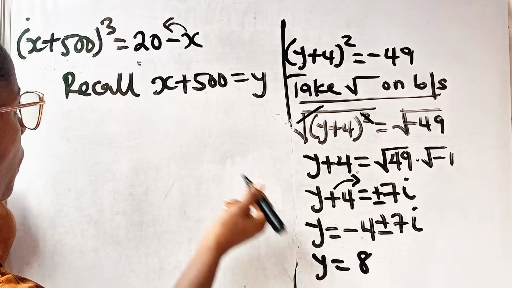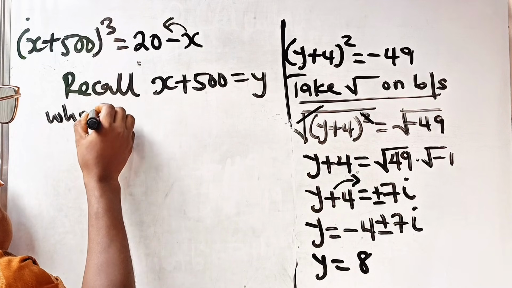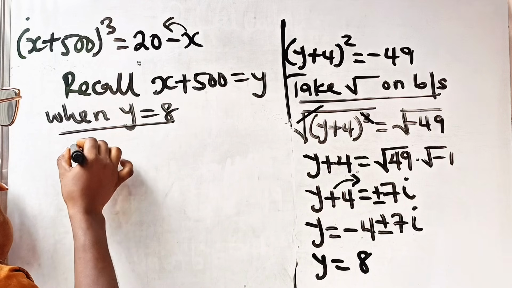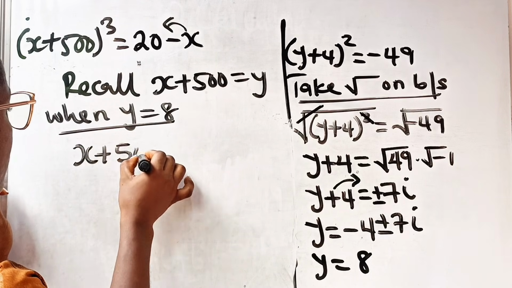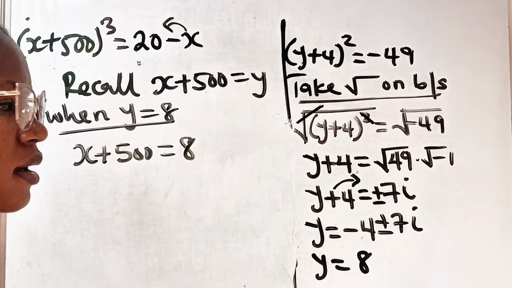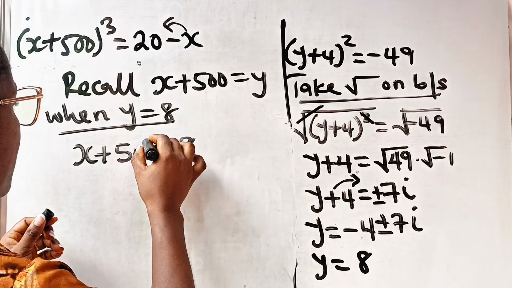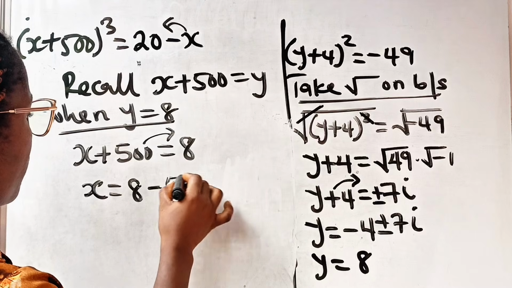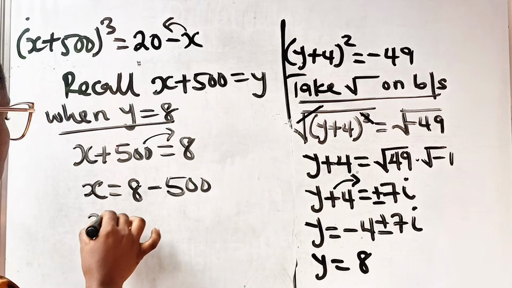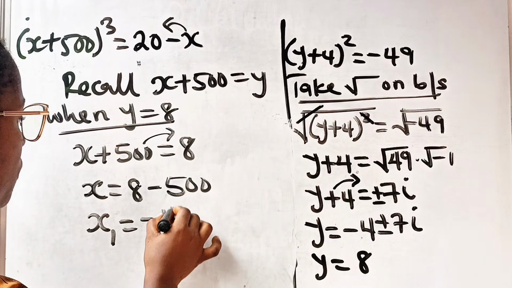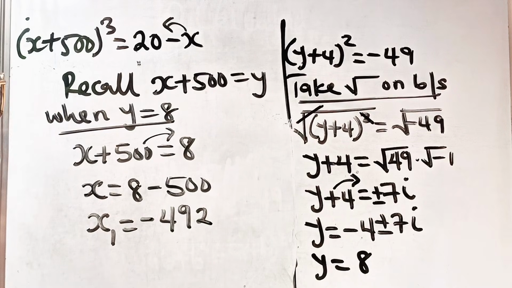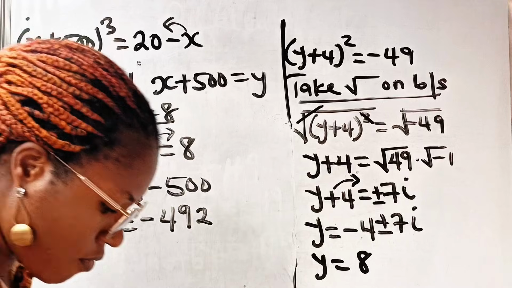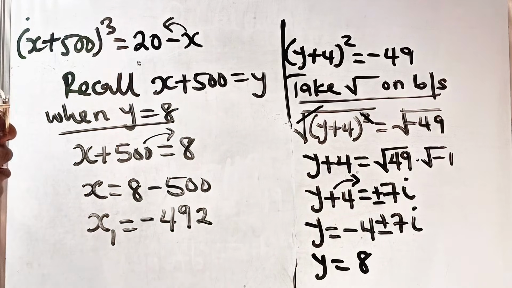So when y is equal to 8, we can say x plus 500 is equal to 8. Let's transfer this to this side. So we have x equals 8, take away 500. So the first value of x is negative 492. We still need the second value of our x.